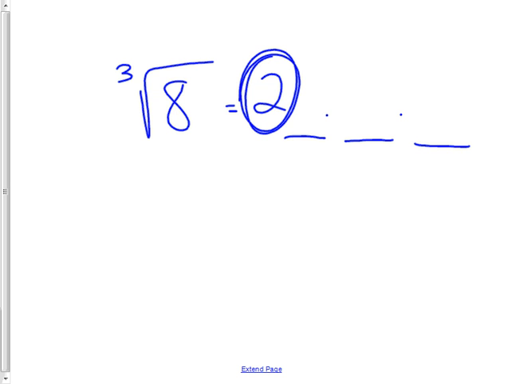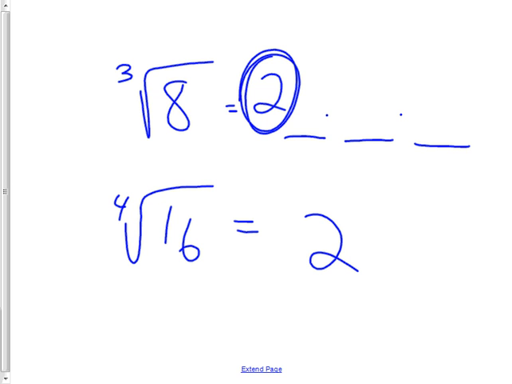Because 2 times 2 times 2 makes 8. All right? How about this one? 4th root of 16. That means what times what times what times what makes 16. The answer is 2. So the roots are actually a family of things.